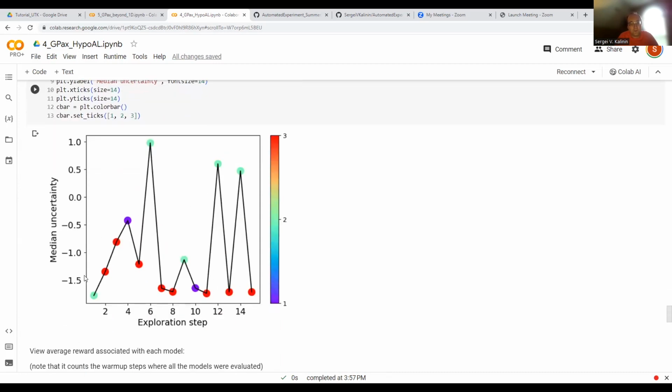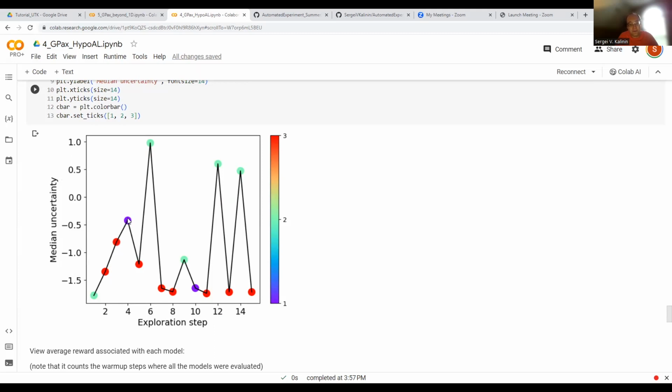result. So this is our median uncertainty as the function of the exploration step. And this is the number of the model. So we started with the model number 2. We do 2 measurements with the model number 3. Notice that in the beginning, the uncertainty actually goes up. So it's important to be persistent.